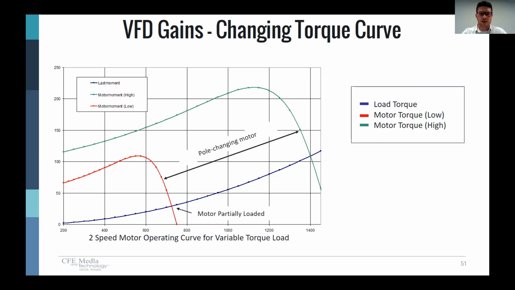Another thing that a variable frequency drive can do for you is, if you take a look at this system, we have a variable torque load, which could be a pump or a fan, anything that changes the amount of load as the speed changes. These torque versus speed curves are for a two-speed motor, actually changing between the poles when you operate. And this is a typical way to control the speed before frequency inverters came along.